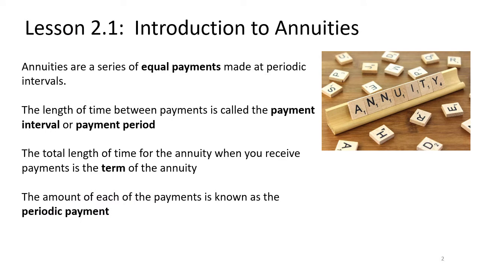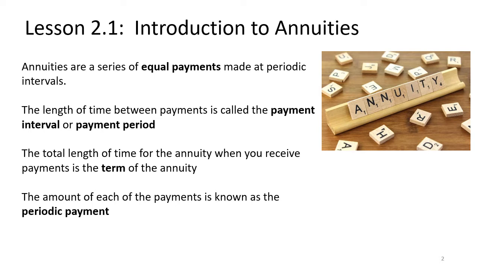Okay, they're all examples of annuities. So what an annuity is, it's a series of equal payments made at periodic or predefined intervals. The length of time between these payments, whether it's bi-weekly, weekly, quarterly, or semi-annually, uses the same terms you've been seeing in our last unit when we talked about future value and present value. That's called the payment interval or the payment period.